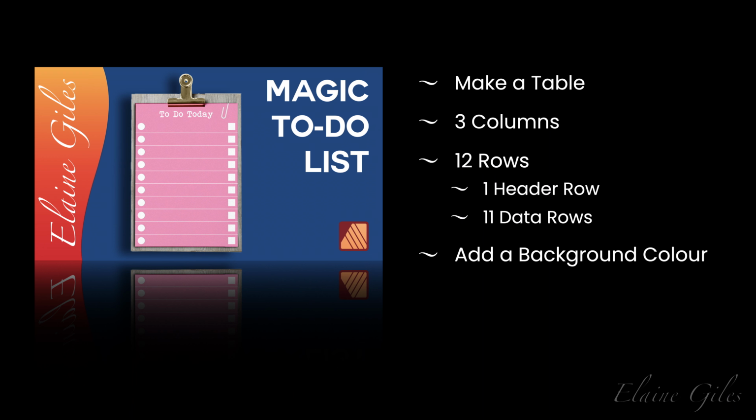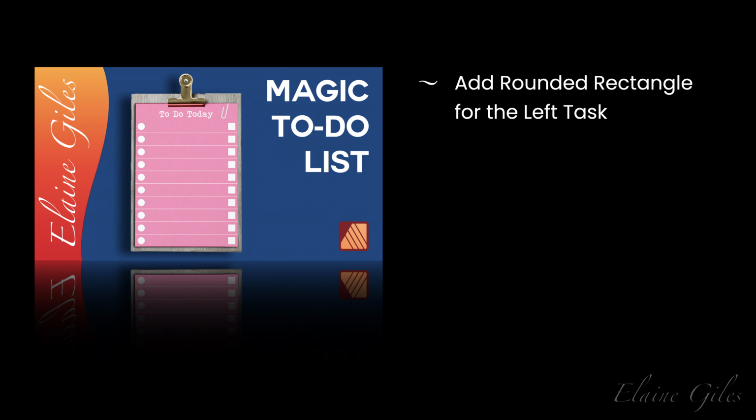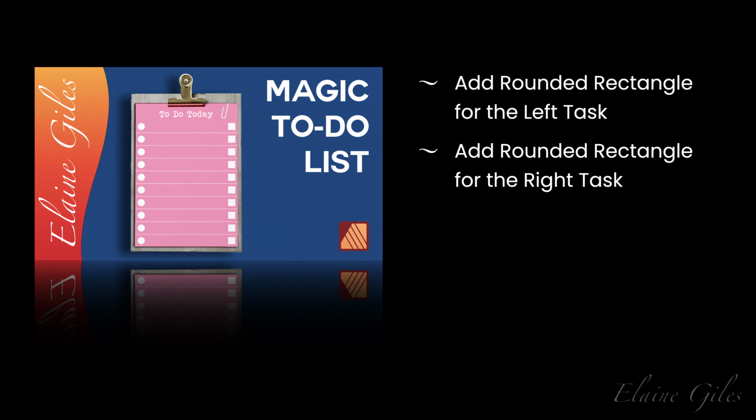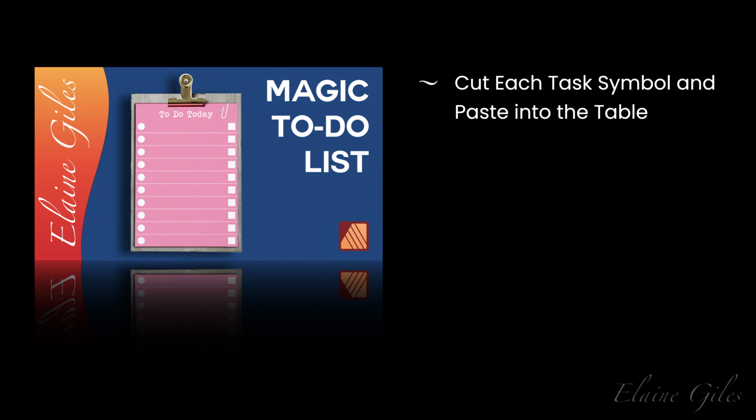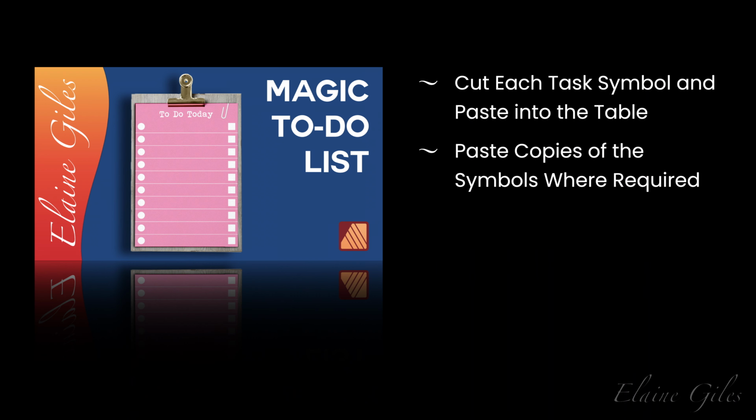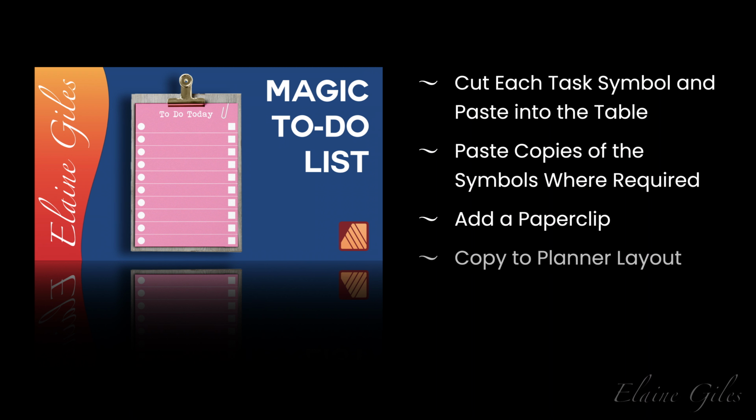Format the table. I added a background colour and inside borders. I added a heading, and then I added a rounded rectangle shape for the task on the left, another rounded rectangle shape for the task on the right, and I styled those shapes to be circular on the left and square on the right. Then I used StudioLink to convert them to symbols. Next, I cut each one of them and pasted them into one of the table cells. I added a paperclip, which was purely decoration, and then copied the whole design and used it in an existing weekly planner page layout. And that was why the size was important for my design.